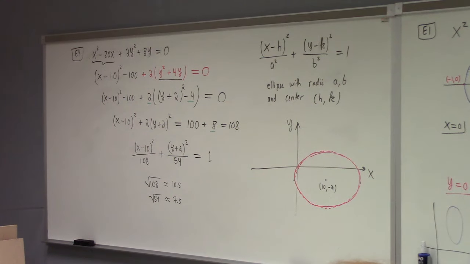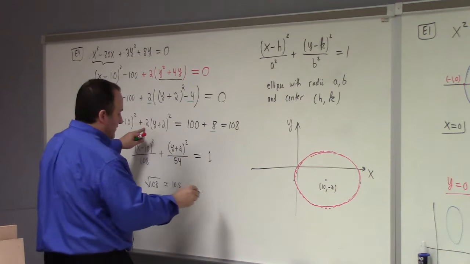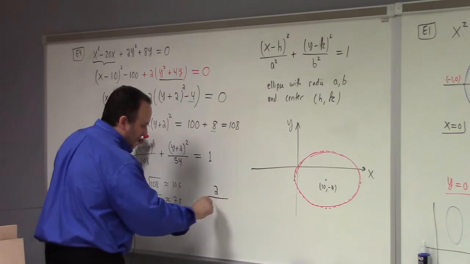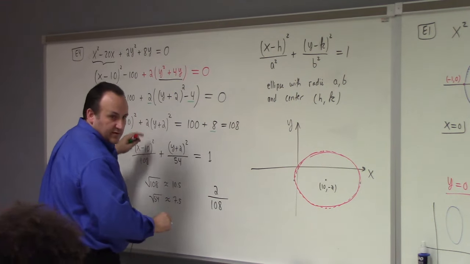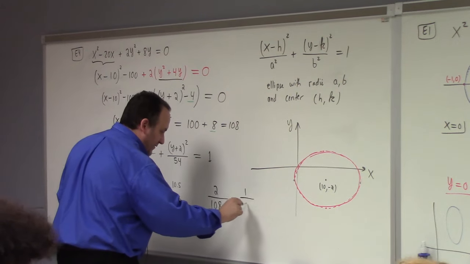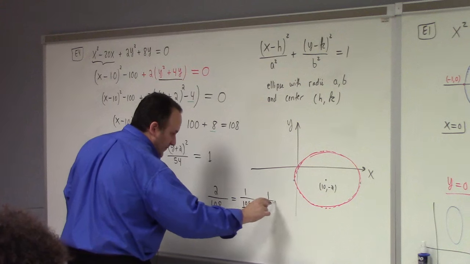Where did you get 54 again? So, good question. There's a 2 here, and then we divided by 108. So that's equal to 1 over 108 over 2, right? Which is 1 over 54.